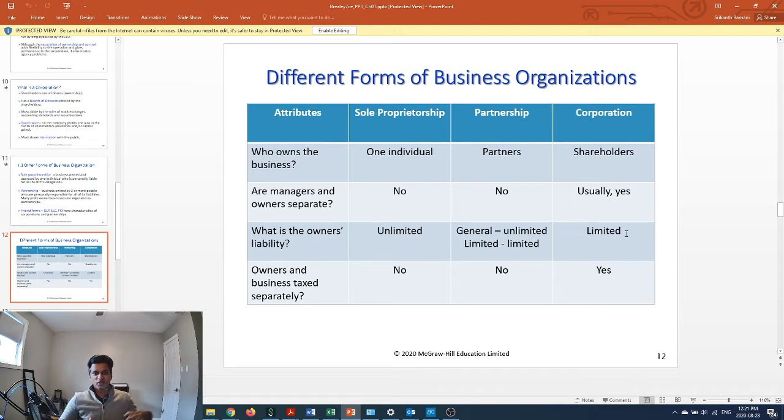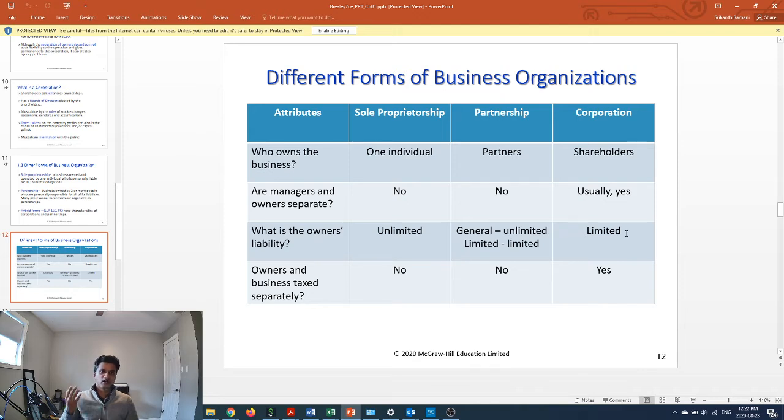And imagine suddenly British Petroleum leaks a bunch of oil, some oil wells leak, and they have some sort of explosions. Just because I own 10 shares, they cannot come after my personal property, right? So this is the idea of limited liability.